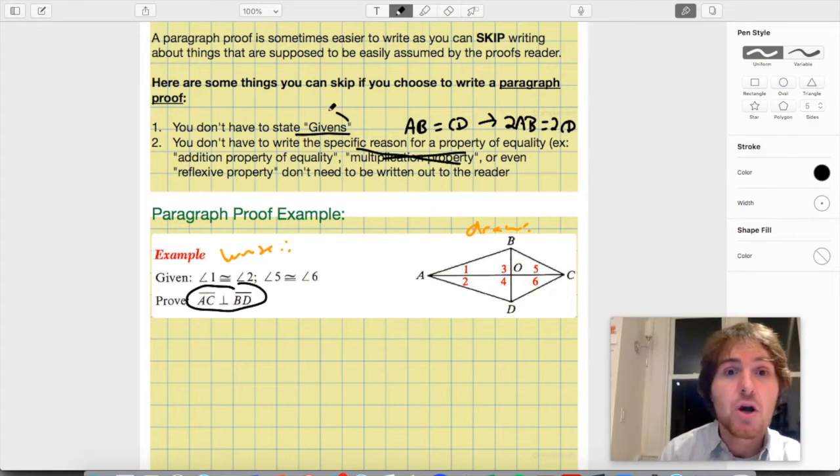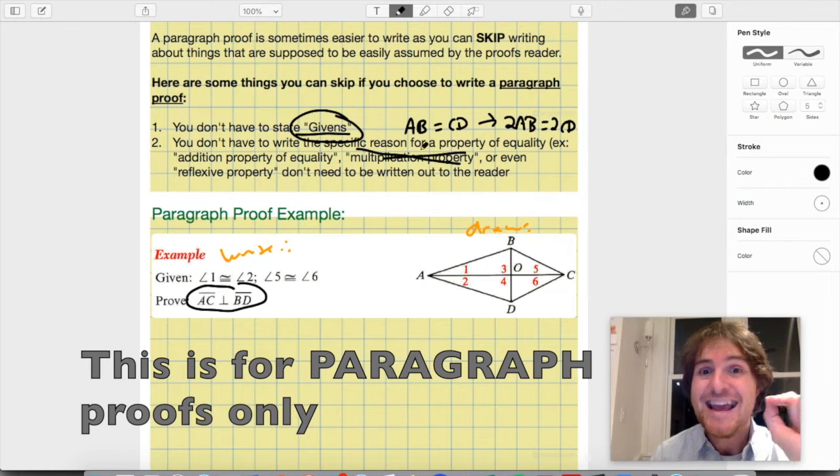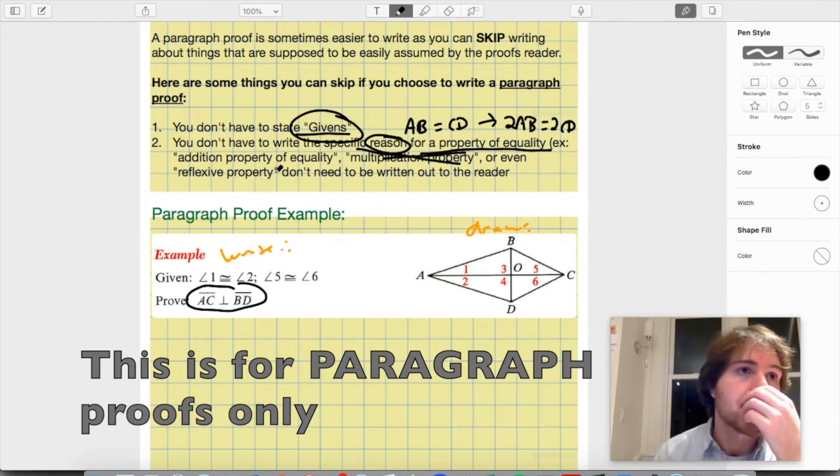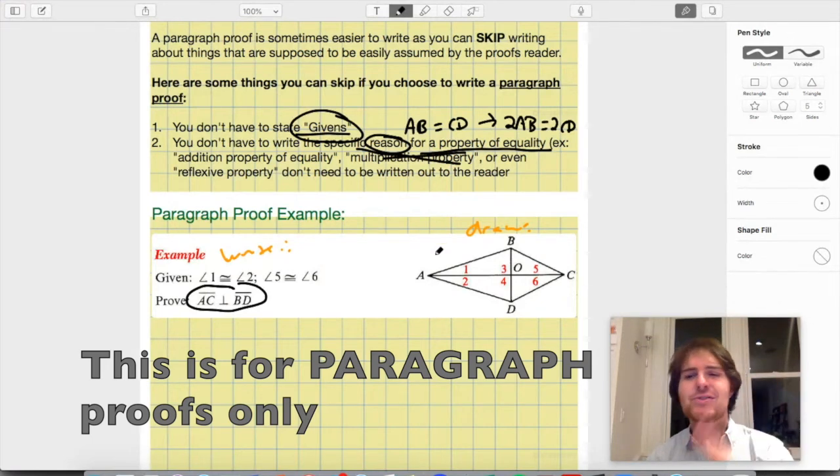So the two things you don't have to write in your proofs anymore are your given reasons, and the specific reasons for properties of equality, okay? So you don't have to actually say reflexive property. You don't have to say substitution property. It can't hurt to say these things, but you don't have to do it, okay? So let's just see in practice.